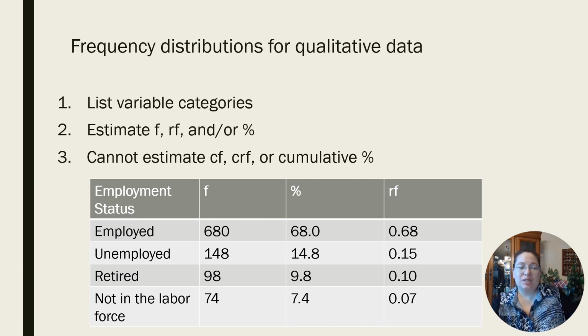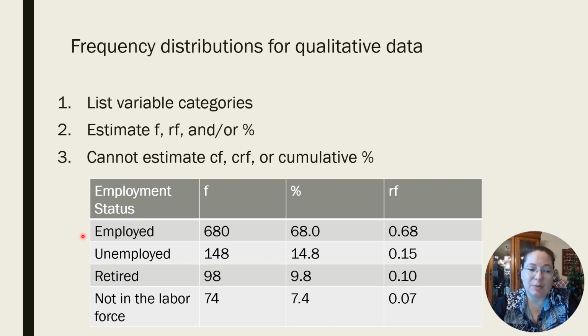We can also do a frequency distribution for qualitative data, but in that case, the only thing that we can provide are the frequencies, the absolute frequencies, the percentages, and the relative frequencies. We can't estimate cumulative frequency or cumulative relative frequency, etc., because it just doesn't make sense, right? Because we can mix up the order for nominal and ordinal data, and it doesn't make sense to add up the numbers because they're not in a predetermined order.